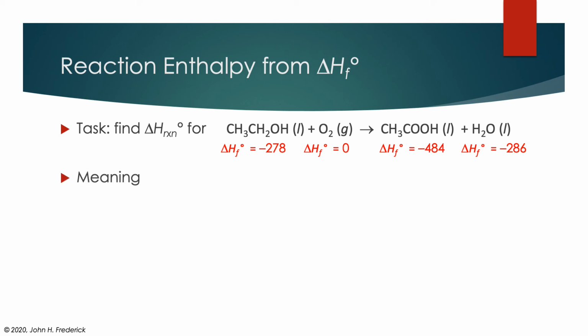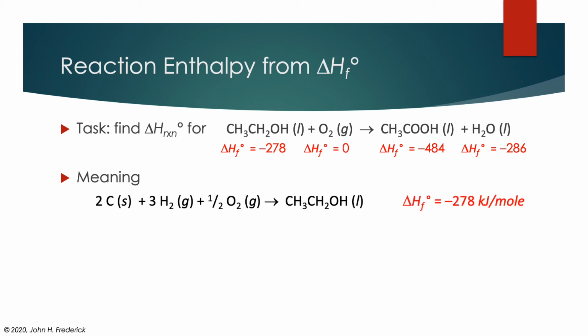So what does all this mean? Well, what is the reaction that involves a heat of formation? Here it is for ethanol. We're going to take 2 carbons in their most stable form at STP. That's graphite, so it's 2 graphite atoms. It's 3 molecules of hydrogen at 1 atmosphere pressure. And it's half a mole of oxygen at 1 atmosphere pressure. And then it's going to create ethanol liquid.